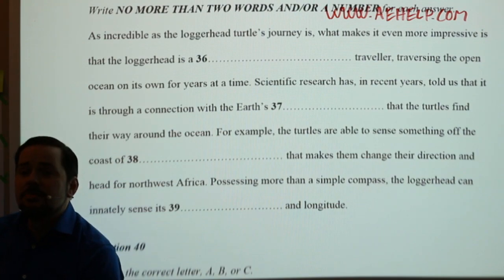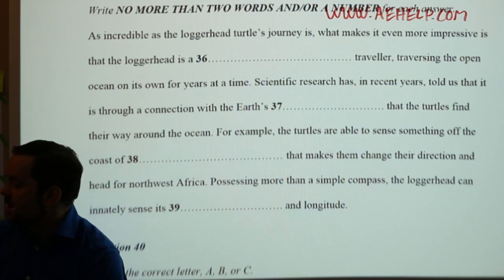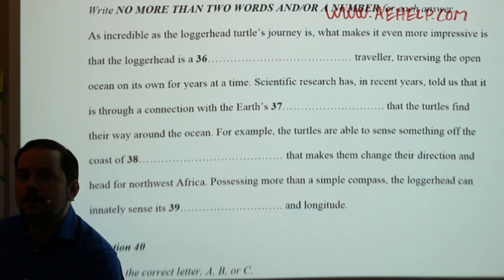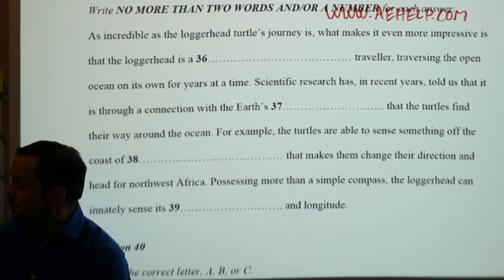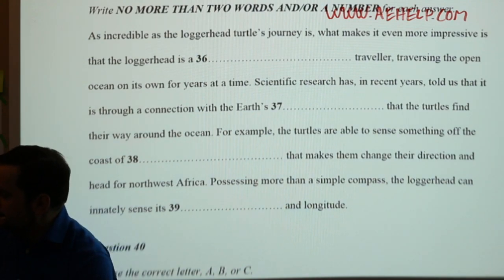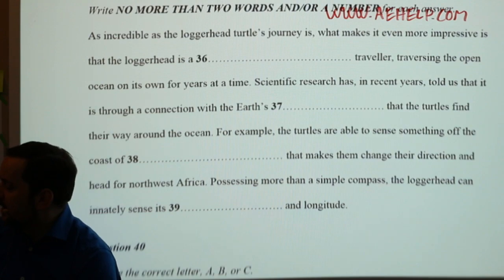So paragraph completion questions are really, really important to skim read quickly before the listening starts, because it's a paraphrase of what you're going to hear. So you really need to read it because it will help you to understand the listening. So as incredible as the loggerhead turtle's journey is, what makes it even more impressive is that the loggerhead is a something traveler, traversing the open ocean on its own for years at a time.